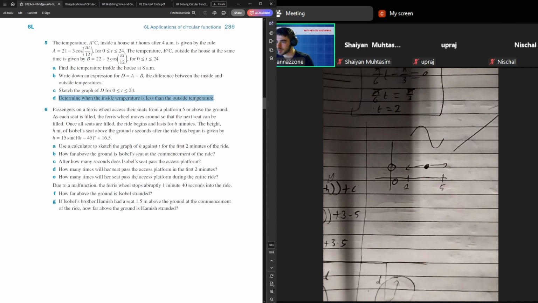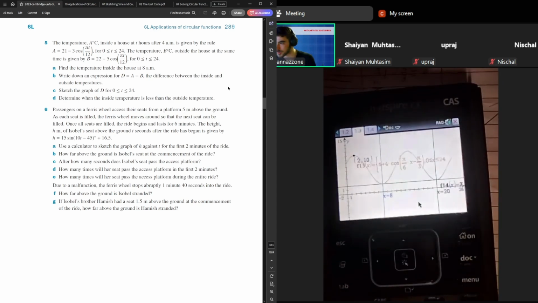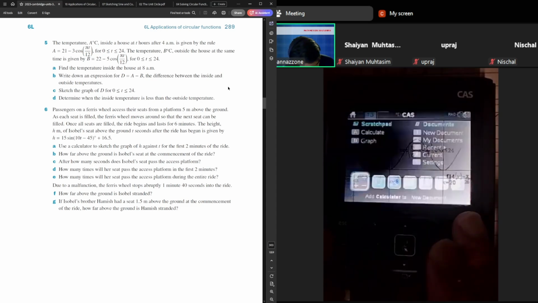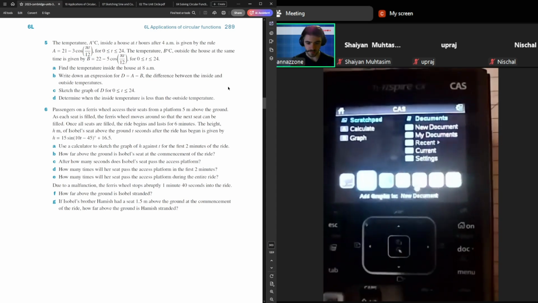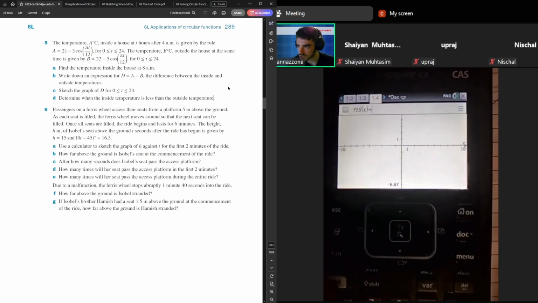Okay. Determine when the inside temperature is less than the outside temperature. So for that, we'll get a picture. You would have already sketched D, so what I'll do is sketch that myself on the handwritten bit. Oh, sorry, on the CAS, and we can interpret that.